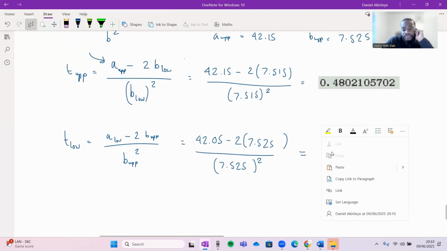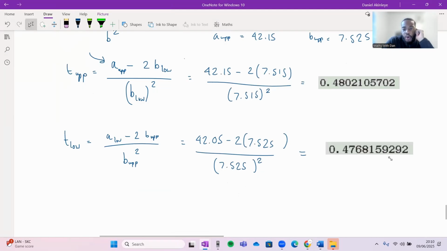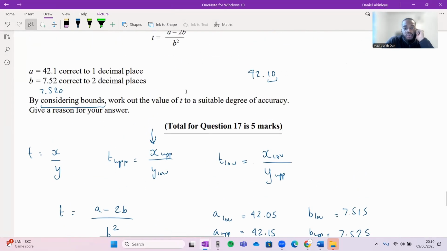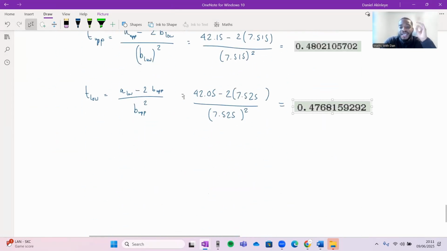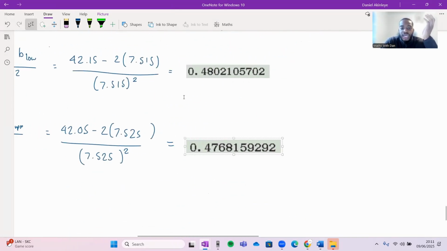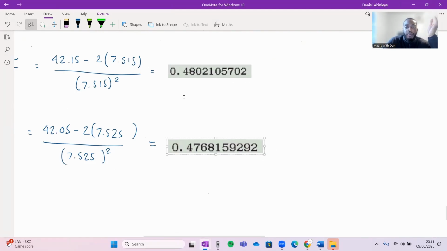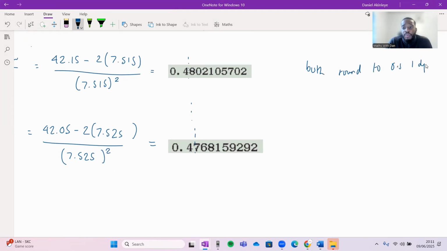What you want to do is ask yourself, what would both of these numbers round to? Because it says we need to find a suitable value of t. So we need to agree on a number that t can be. So what you're going to do is just round them. For example, if I round it to one decimal place, they would both be 0.5, right? So I'm going to say both round to 0.5 to 1 dp. So it could be that.